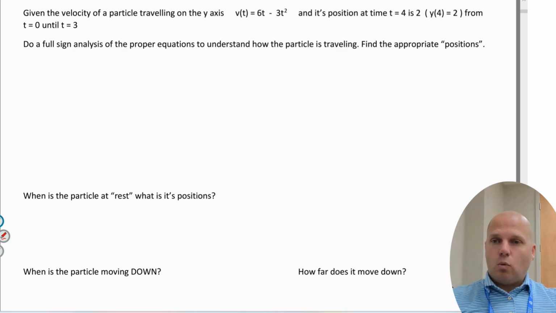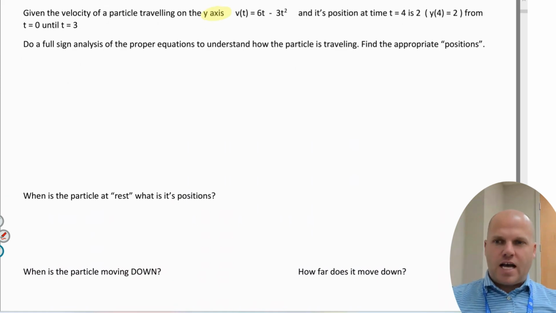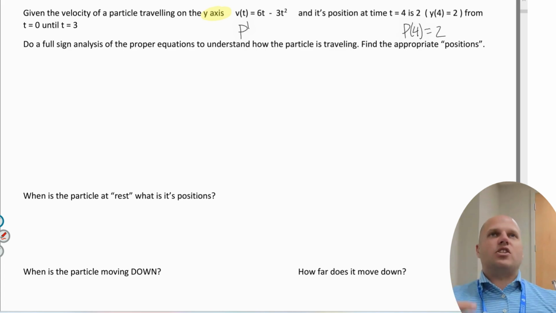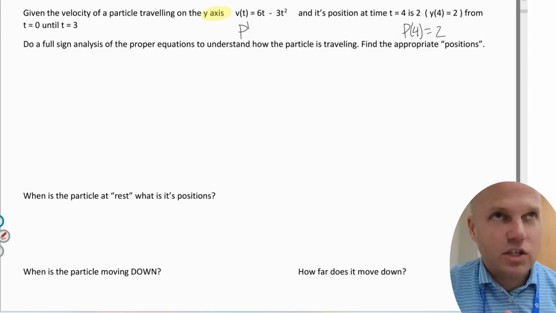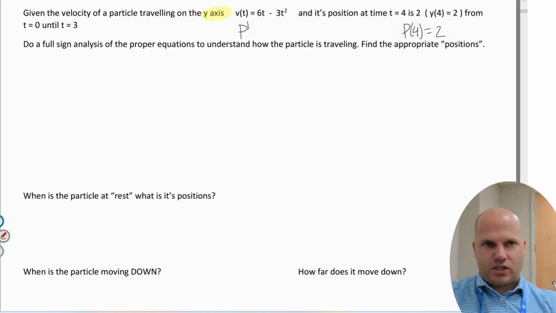All right, another y-axis. Who cares? Doesn't matter. Whether we're up and down with position increasing and decreasing, or right and left if we're on the x-axis with position increasing or decreasing, I'm giving you the velocity. I already gave you the derivative. I gave you the position at time 4 is 2, y of 4 is 2. You could change that to p of 4 is 2. I'm getting you prepared to see x and y functions because you'll see them on the AP exam, but I think you'll be better off thinking of it as a position.